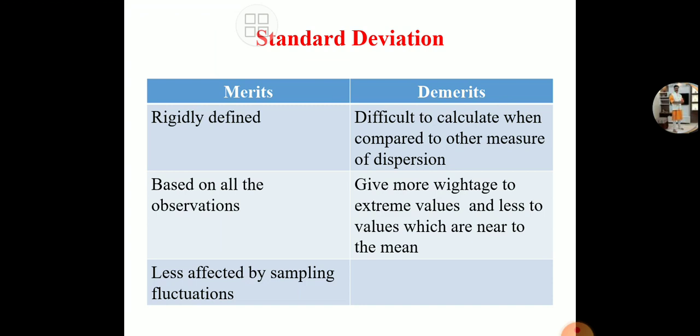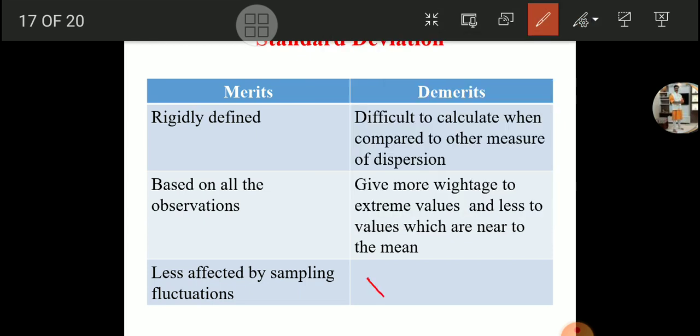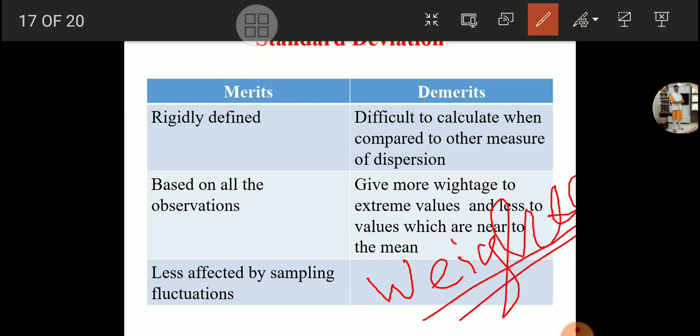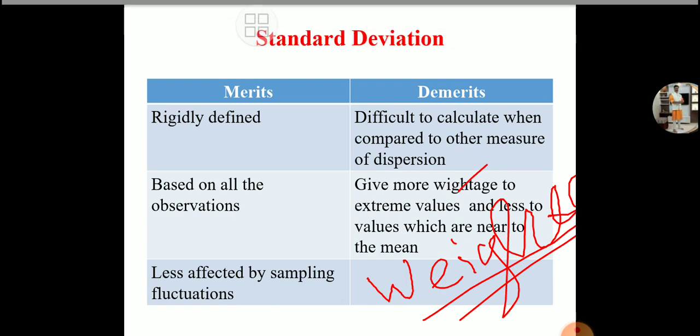My friends, you have to keep in mind, in the case of the demerits, more value is given to the extreme values. That is most important. We have to say that in the demerit, more weightage is given. Weightage, spelled W-E-I-G-H-T-A-G-E, to the extreme values and less to the values which are near to the mean, which are not that much considered in the calculation of the standard deviation. So those are the demerits.